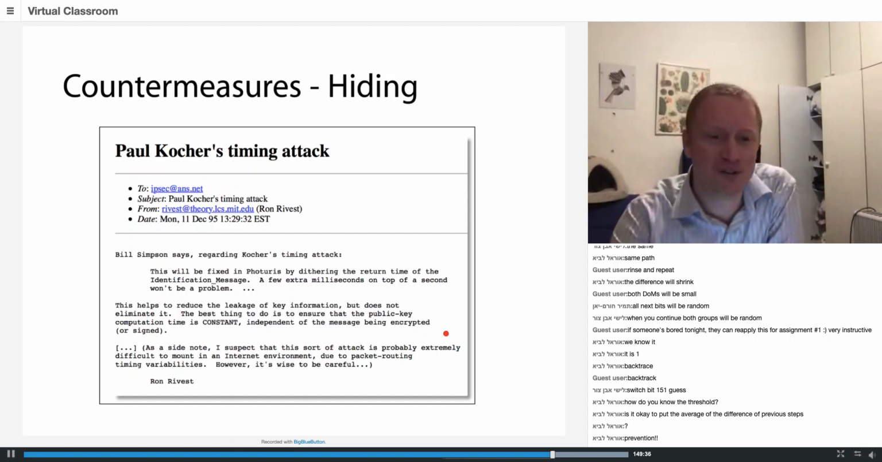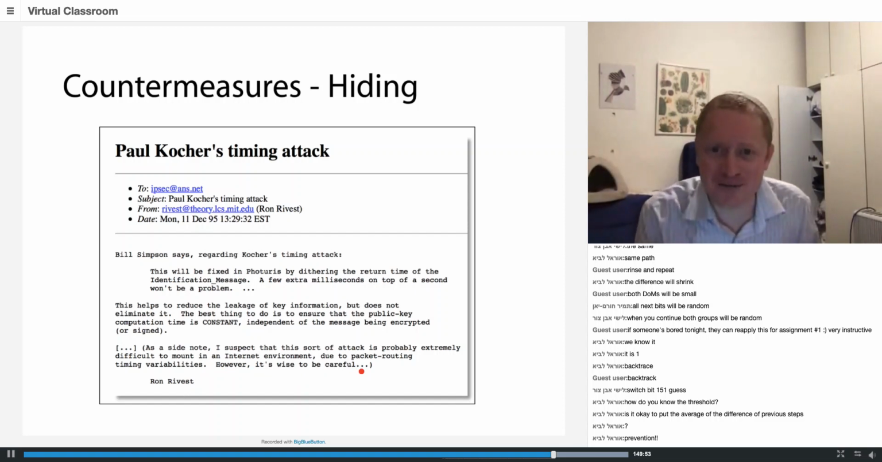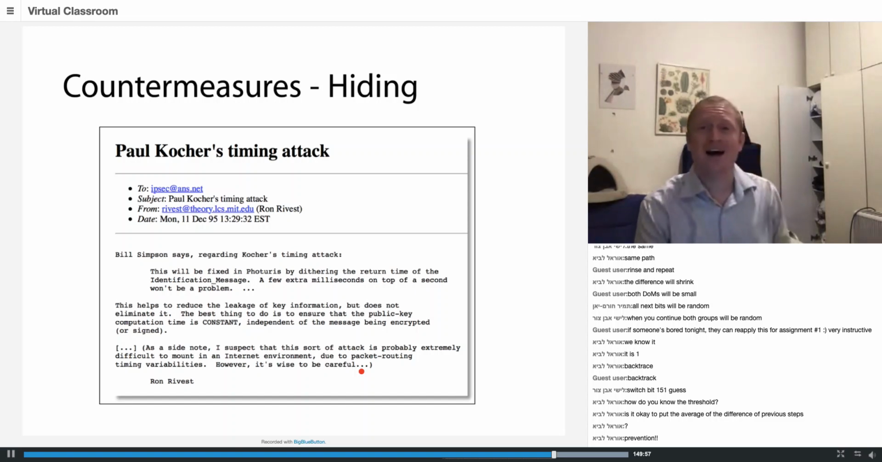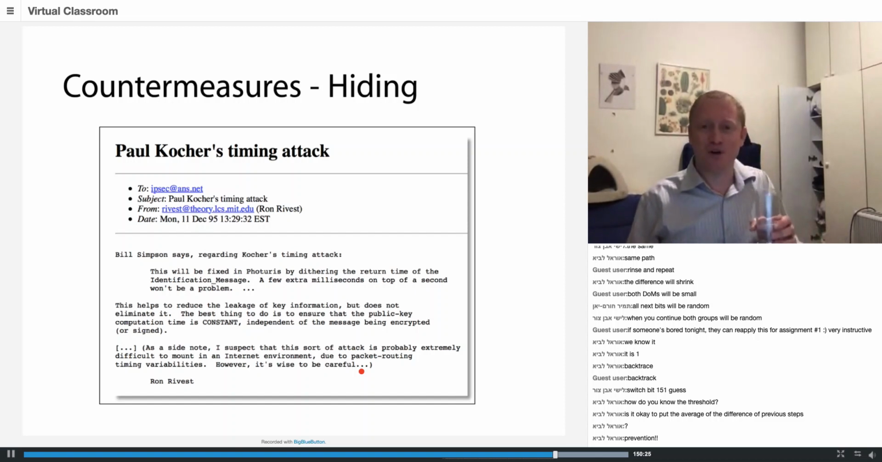And now Rivest continues, and he says something very insightful. As a side note, I suspect this sort of attack is probably extremely difficult to mount in the internet environment due to timing variabilities. However, it's wise to be careful. So in 1995, Rivest said it's wise to be careful. In 2003, Dan Boneh wrote a fantastic paper called Remote Timing Attacks Are Practical, a textbook paper, where he mounted this sort of attack in an internet environment. Fascinating paper, and you will be happy to learn that remote timing attacks are still practical. There are always works on all sorts of crazy timing attacks. So Ron Rivest was right about being careful.